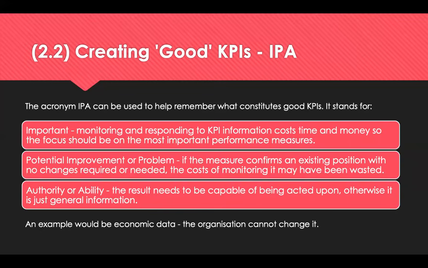So the acronym IPA is a useful reminder of what to take into account. The I is for important, the P is for potential, and the A is authority. So important: monitor what matters most. So responding to KPI information, cost, time, and money, so you can focus on what's important.